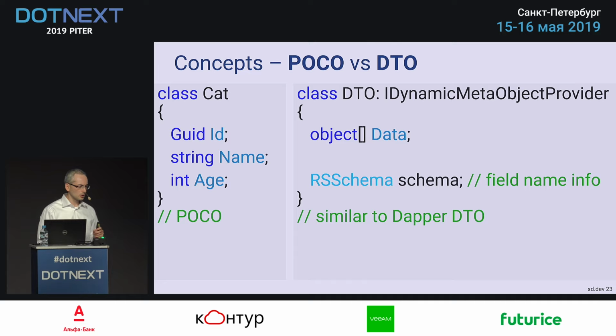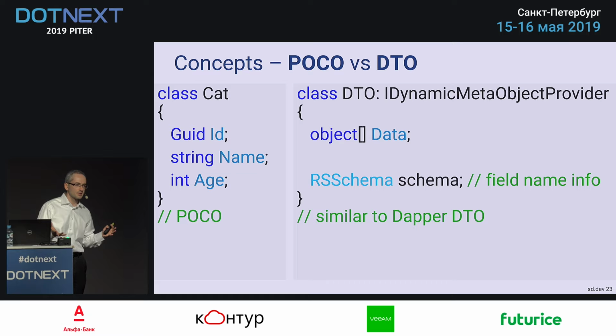And it also has an additional class called RSSchema, where RSSchema stands for result set schema. It's just a meta class that describes the meta information like field names. And this DTO design is very similar actually to what Dapper does. So let's try to use both of them.